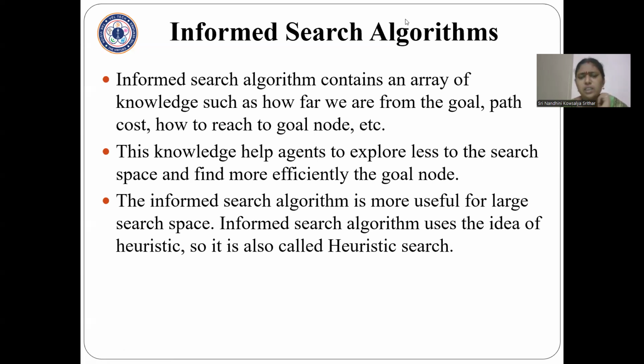This knowledge helps the agent to explore less of the search space and find the goal node more efficiently. The informed search algorithm is more useful for large search spaces. Informed search algorithm uses the idea of heuristic here. It is also called a heuristic search algorithm.